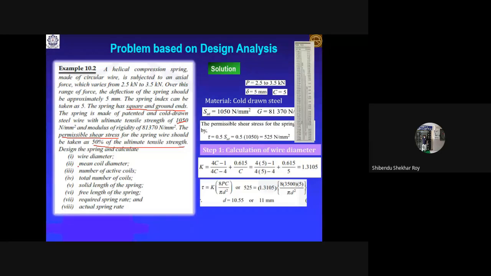So that is the most important thing. You have to recommend the wire diameter, then the mean coil diameter, number of active coils, total number of coils, then solid length of the spring, free length of the spring, required spring rate, and the actual spring rate. Now just see the important thing here. The most important thing in this particular problem is this one and this one.